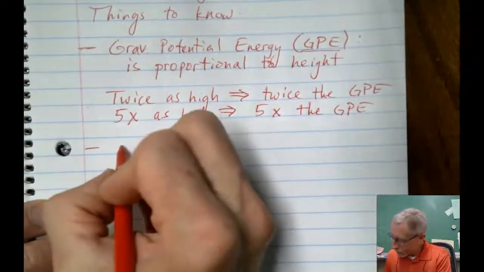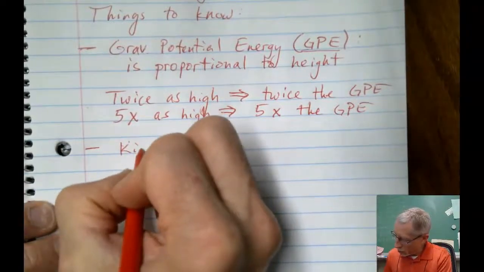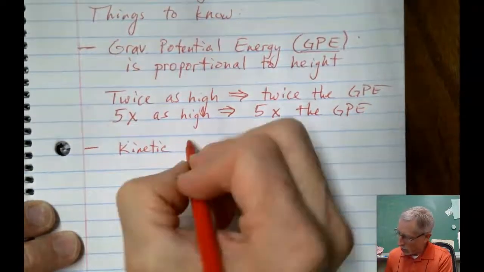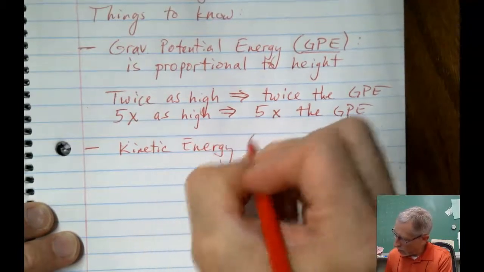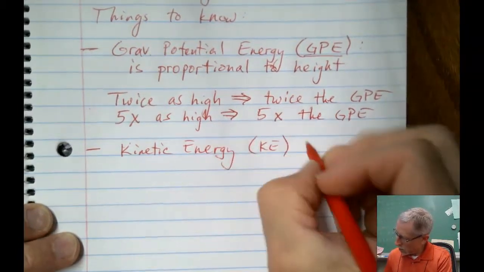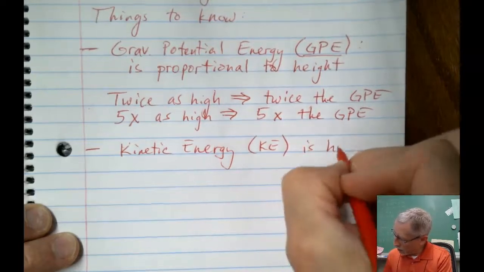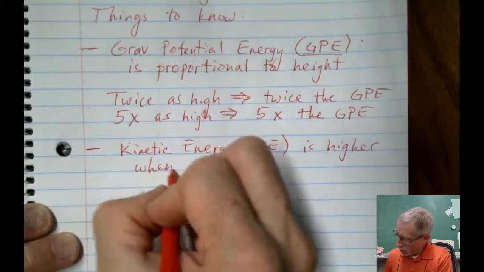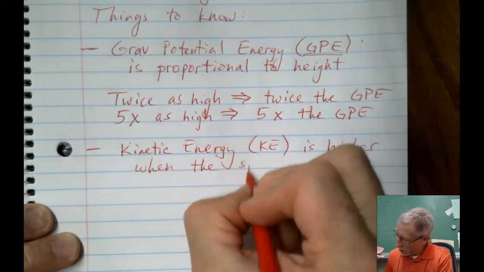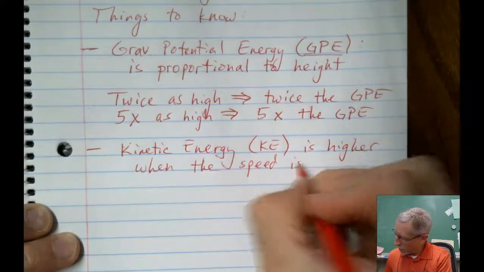Number 2, kinetic energy, which I will call KE, is higher when the speed is higher.